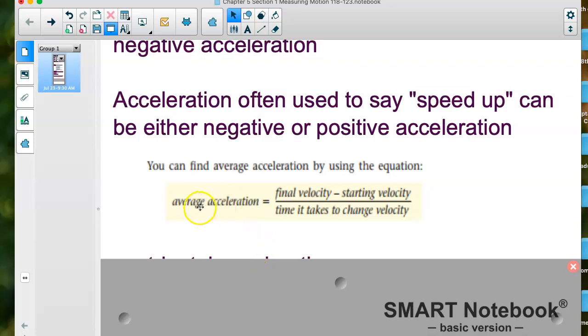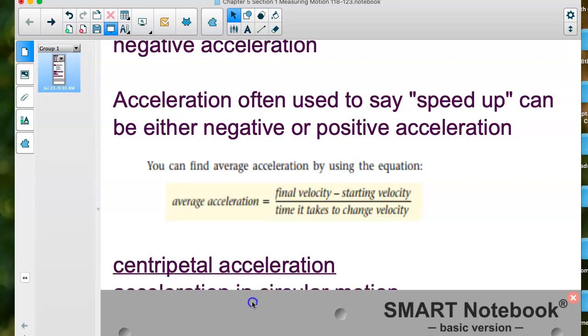So we can figure this average acceleration out. We can take the final velocity minus the starting velocity and then divide that by the time it takes to change the velocity. And we can figure that out too. So there's some math involved here.